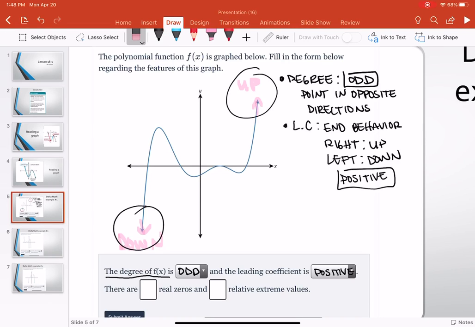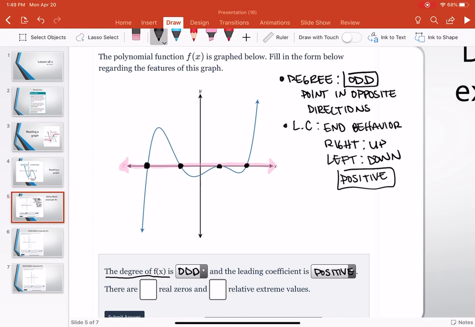All right, so how many real zeros do we have? To figure out how many real zeros we have, we are going to look at how many times it crosses the x-axis. When our function f of x is equal to 0, what values do we find for x? Here is one, here's another one. You can just mark where it touches or crosses the x-axis. So here we have 4 real zeros.